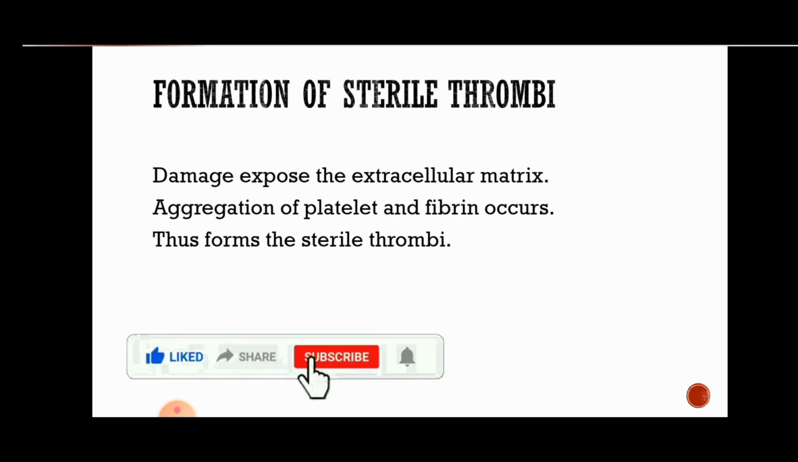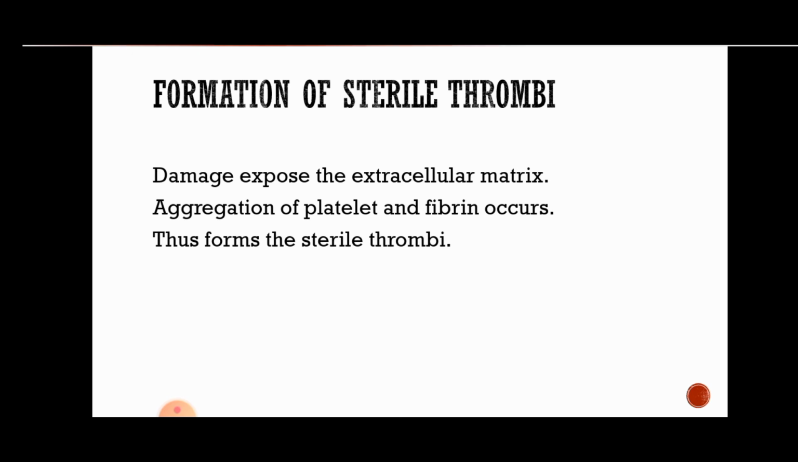Now for the formation of the sterile thrombi, the damage, which is already mentioned, exposes the extracellular matrix. The aggregation of platelet and fibrin occurs due to coagulation, and thus forms the sterile thrombi.